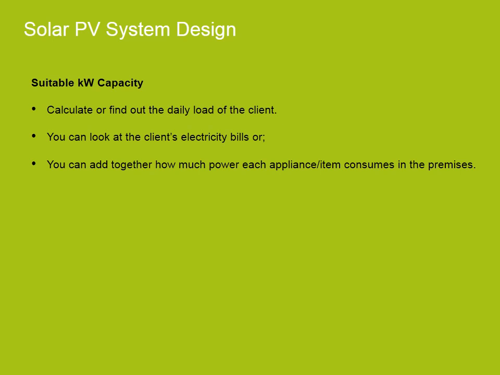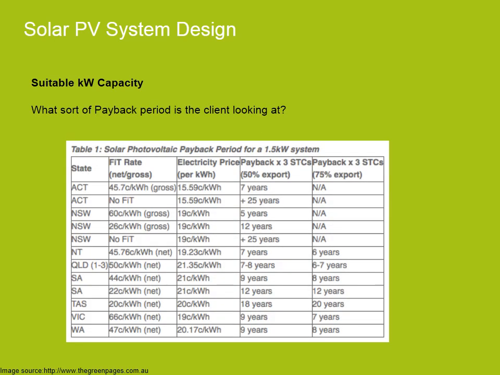To make recommendations on the size of system that might be required, you simply have to quantify the client's daily load. This is the average daily energy use of the premises. You can find this information on your client's energy bills or use the value that you calculate at the end of your audit. This table, sourced from research done by the Alternative Technology Association in 2011, estimates the payback periods for installation of a solar PV system within various states of Australia.